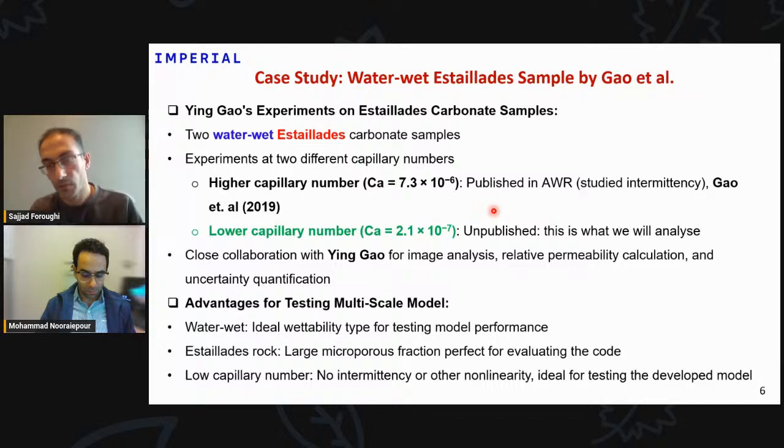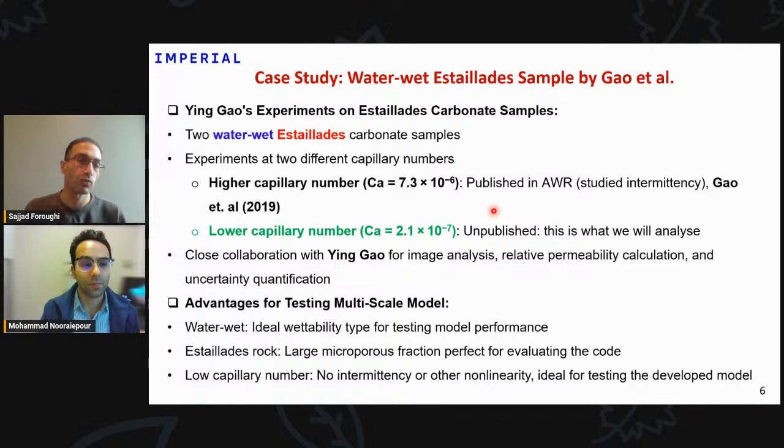Then when we developed our workflow, we applied it to one case study, which is a water-wet Estaillades sample. This Estaillades sample was done by Yingxue. She did two samples, one with a higher capillary number, which has an intermittency effect, and one with a lower capillary number. I used the lower capillary number without the intermittency effect, and because it's water-wet, it's the perfect case to check our work.